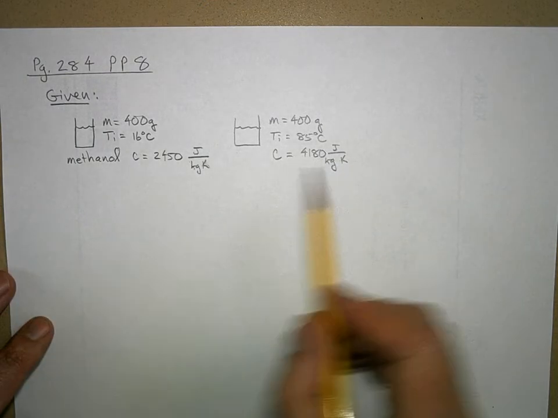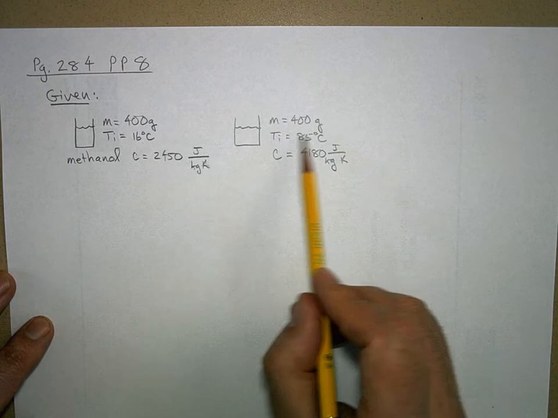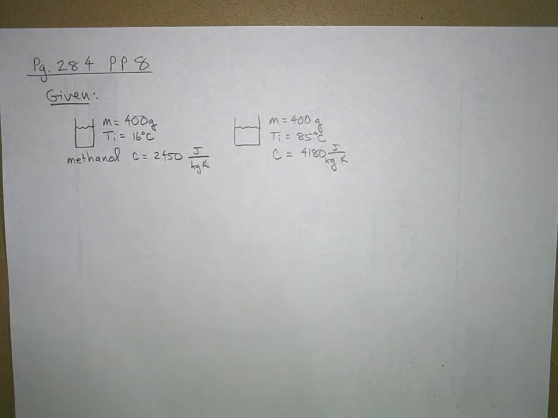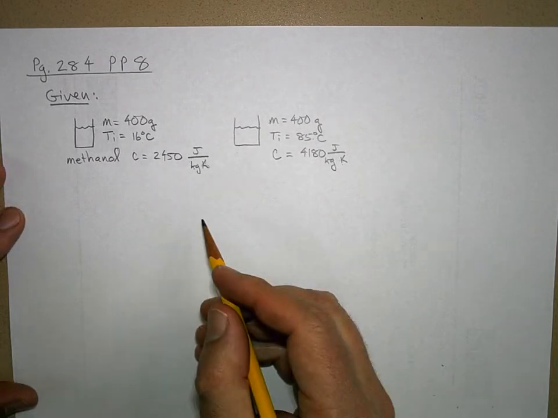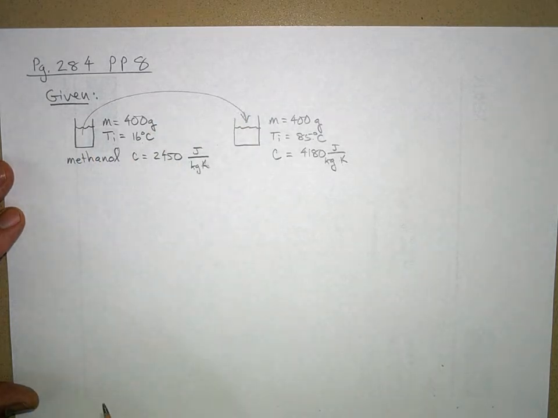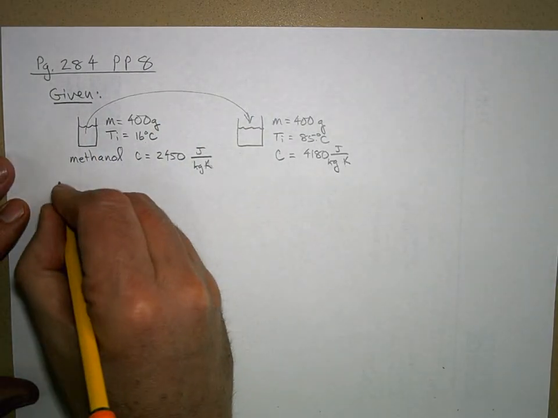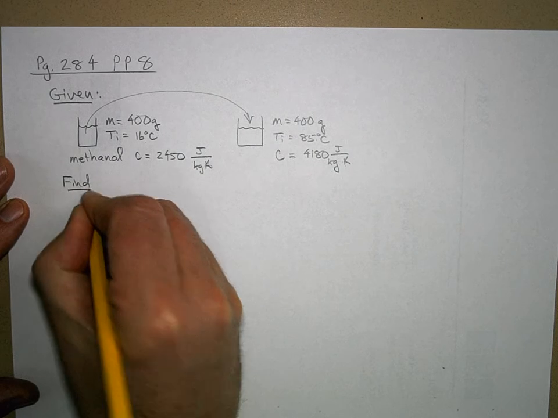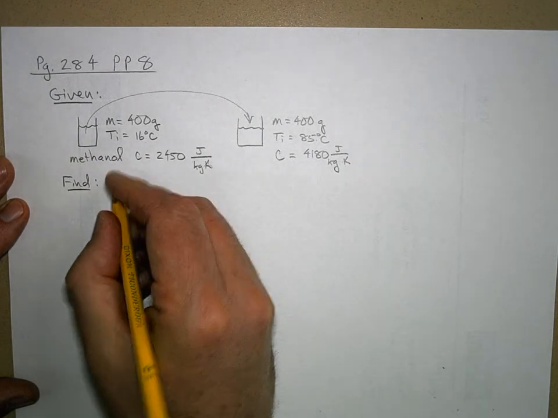Now, it's okay to mix degrees Celsius, by the way, with kelvins in this because we're really talking about temperature differences, and a temperature difference in Celsius is the same as a temperature difference in Kelvin. So we're going to pour this into here, and it's going to get all mixed up, and we want to find the final temperature.